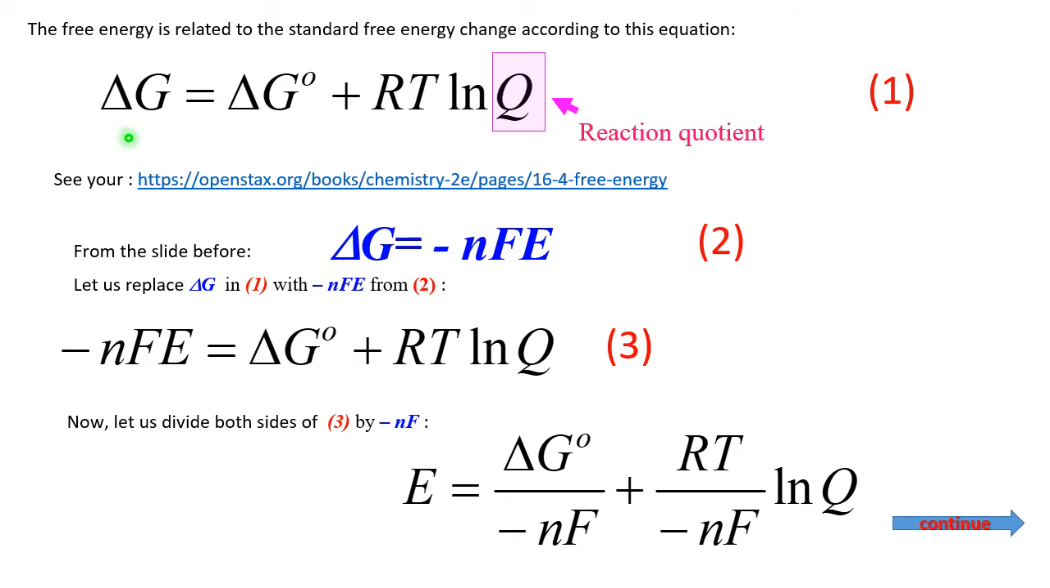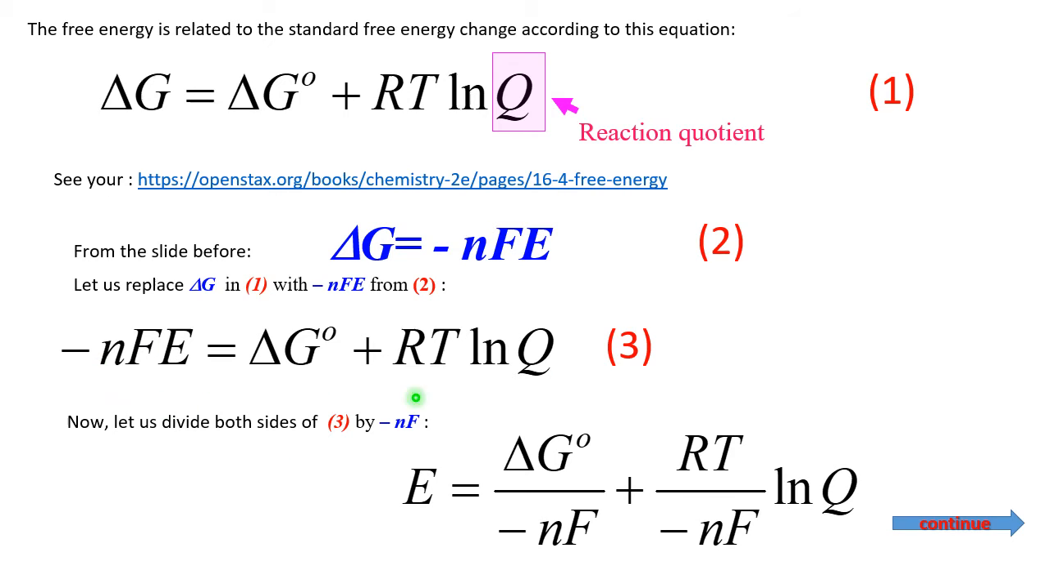Yes. Free energy, as you may recall from the previous chapter, delta G is delta G0 plus RT ln of the reaction quotient. From the slide before, you have delta G equals minus NFE. So just hooking these together, we have minus NFE equals delta G0 plus RT ln Q.